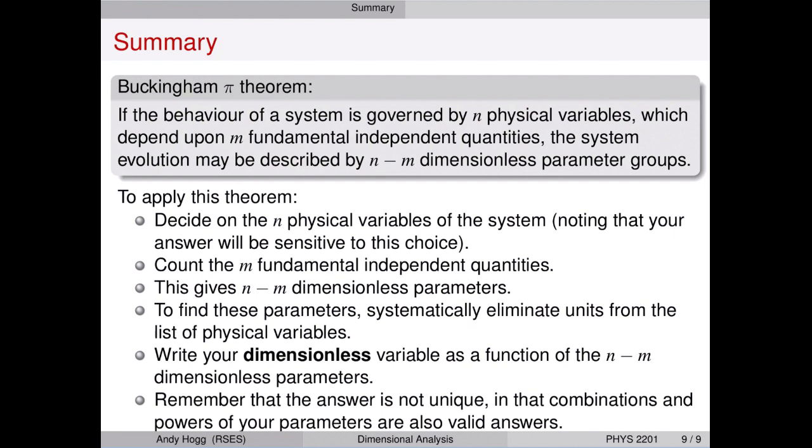To find these parameters, systematically eliminate units from the list of physical variables. Then, write your dimensionless variable as a function of the n minus m dimensionless parameters. Remember that the answer is not unique, and that combinations and powers of your parameters are also valid answers. Obviously, dimensional analysis needs careful application, but it is also a powerful tool that can give you understanding with a relatively simple application.